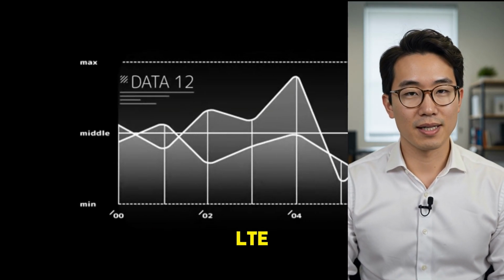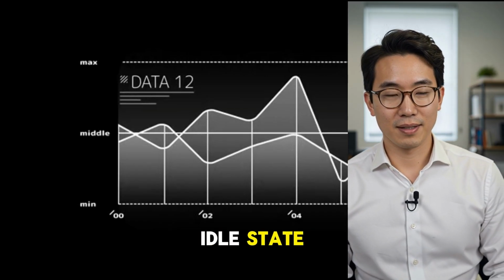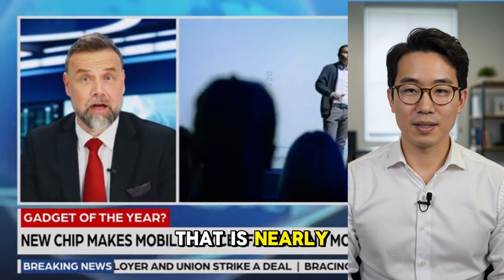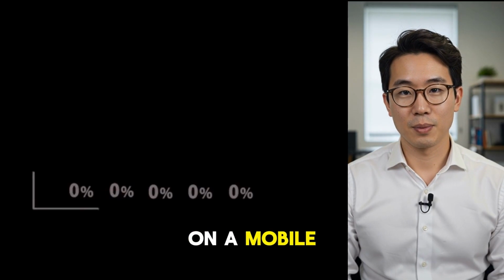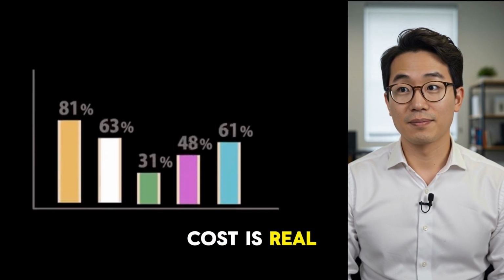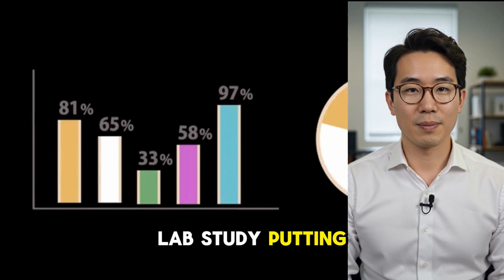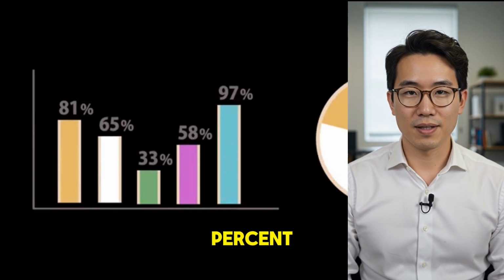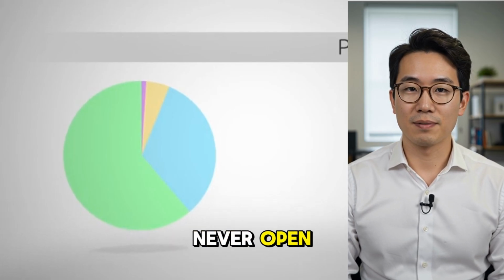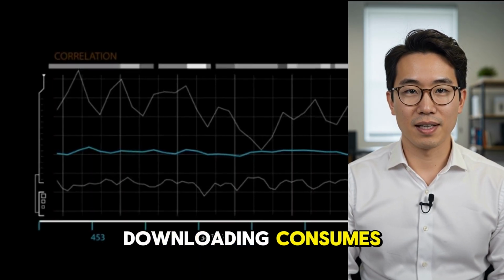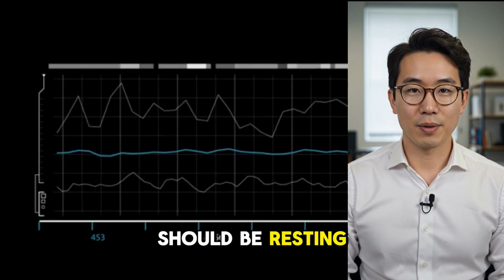Testing on T-Mobile LTE showed preload activity consumed 1.2 megabytes per hour in idle state. Over an 8-hour workday, that is nearly 10 megabytes of data downloaded for pages you might never visit. On a mobile data plan, that cost is real. The prediction accuracy is also far from perfect, with a Stanford HCI lab study putting the false positive rate at 39%, meaning more than a third of the time Chrome is preloading a page you never open. And all of that speculative downloading consumes RAM and CPU cycles, keeping your processor active when it should be resting.